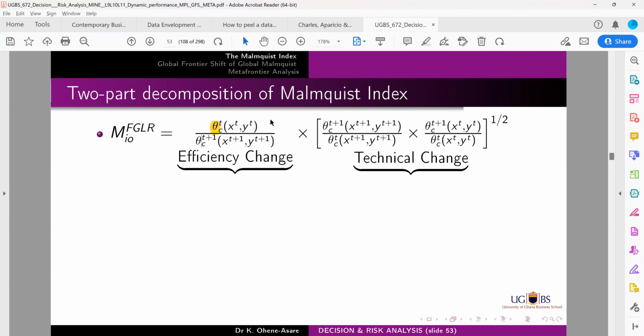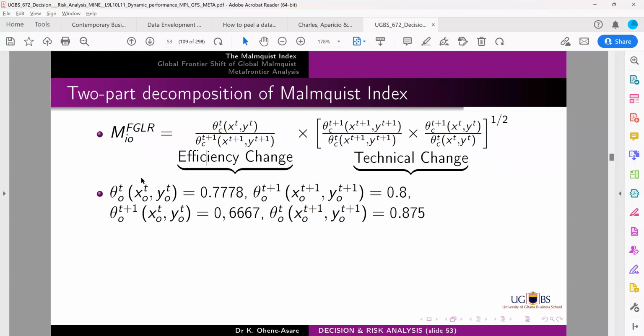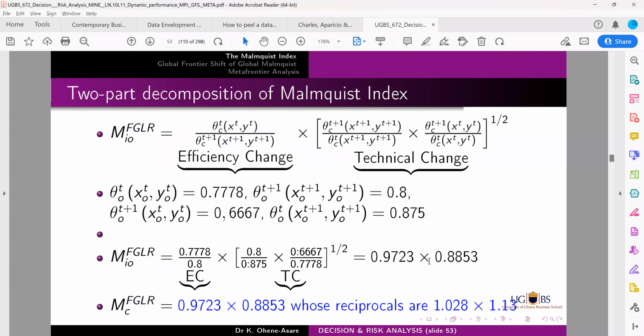So let's substitute the values. By this stage, you already have these values. These are the values for each of the information at the top. Substitute them and find the efficiency change. Remember, the efficiency change here is this value, which you have here, 0.7778, divided by the own period in year 2. And this own period in year 2 is also given by 0.8 here. So 0.7778 divided by 0.8, that should give you the efficiency change. When you check it carefully, you're going to get 0.9727.